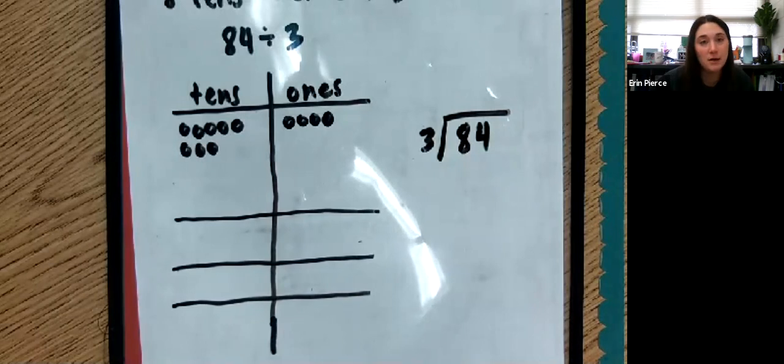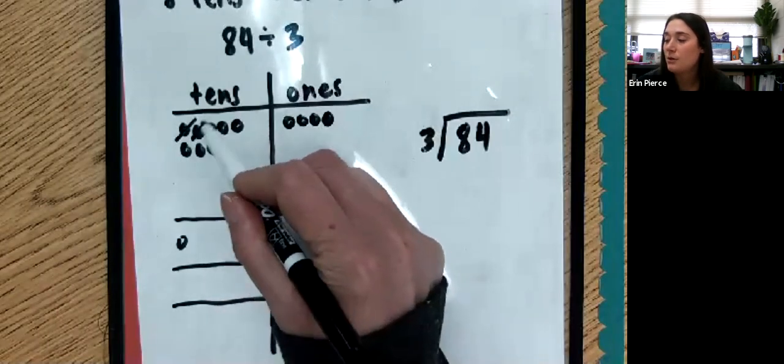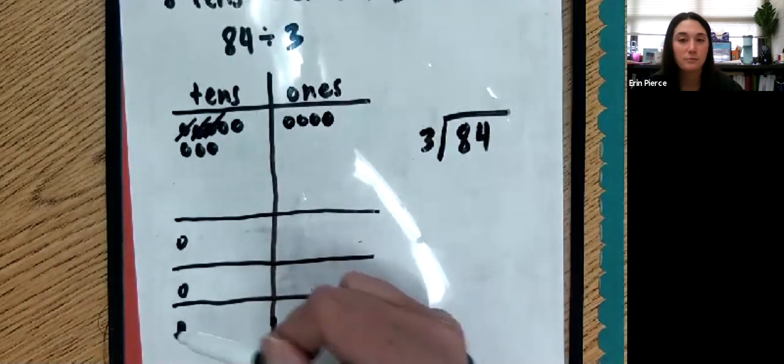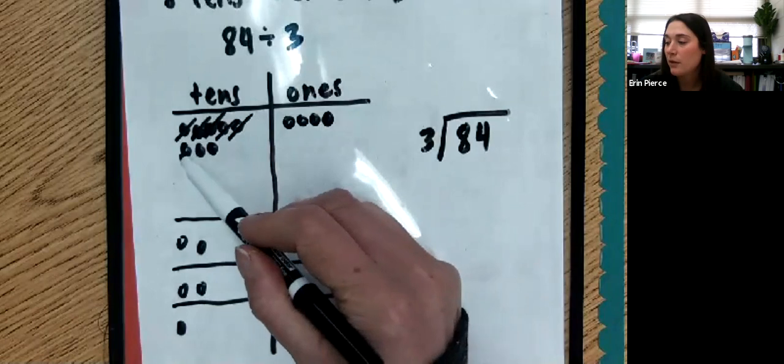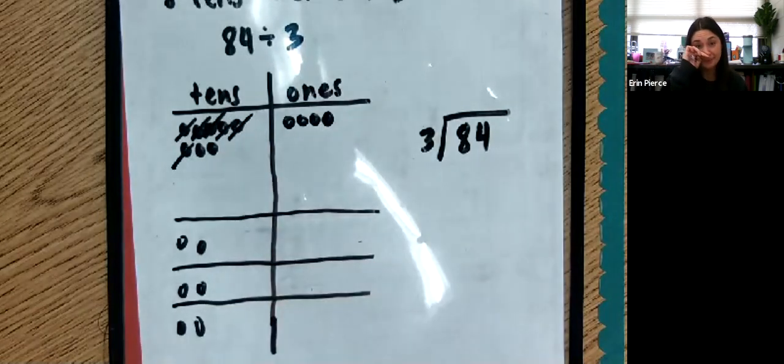Okie doke. So let's start moving out those 8 tens into 3 equal groups. 1, 2, 3. 1, 2, 3. I have 2 left, but only 3 groups. So I can't move on with that. That just means I have a remainder of 2 in my tens place. So 8 divided by 3 gives me what number?